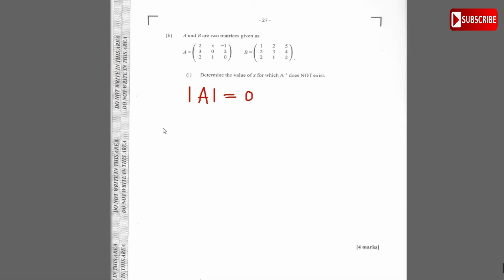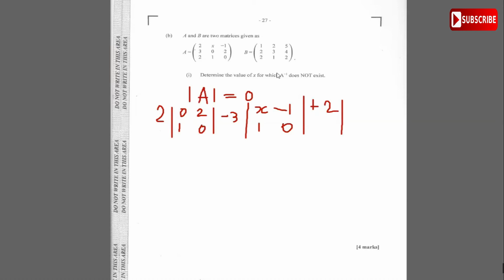The determinant of A is going to be, using column 1, 2 times the determinant of 0, 2, 1, 0, minus 3 times the determinant of x minus 1, 1, 1, 0, then we have plus 2 times the determinant of x minus 1, 0, 2, x minus 1, 0, 2, and we'll set this equal to 0. So we go ahead and we're going to work this out now.